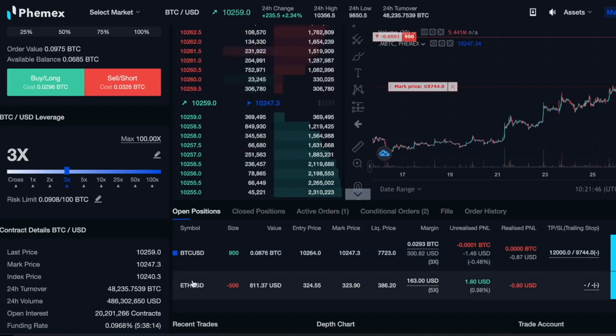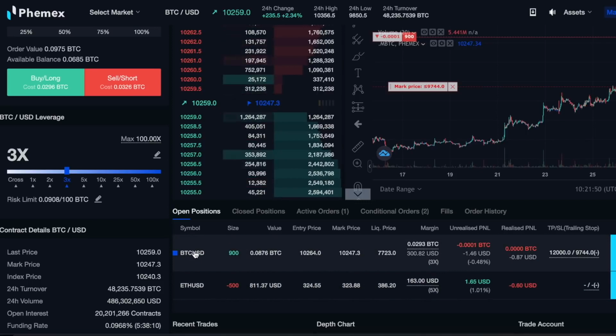Of course, you can have several altcoin positions open, but you cannot have two different Bitcoin positions open at the same time on most exchanges. But on Phemex, it is actually possible.